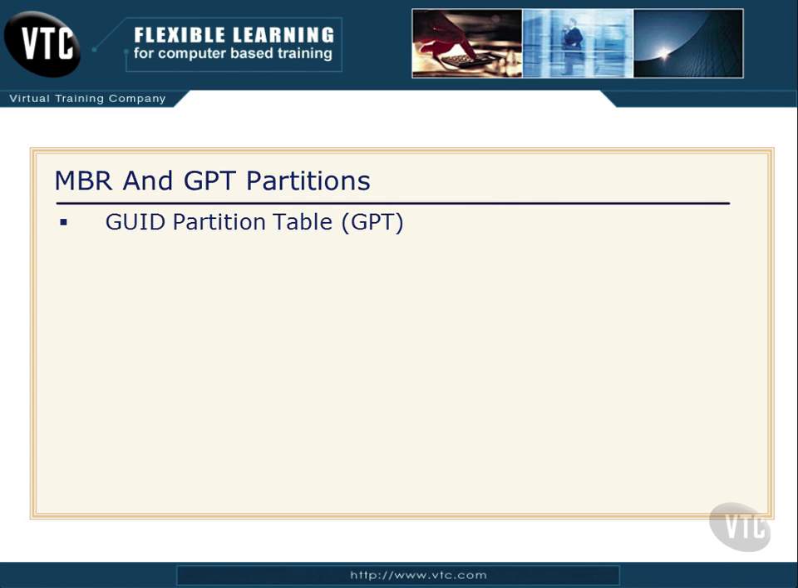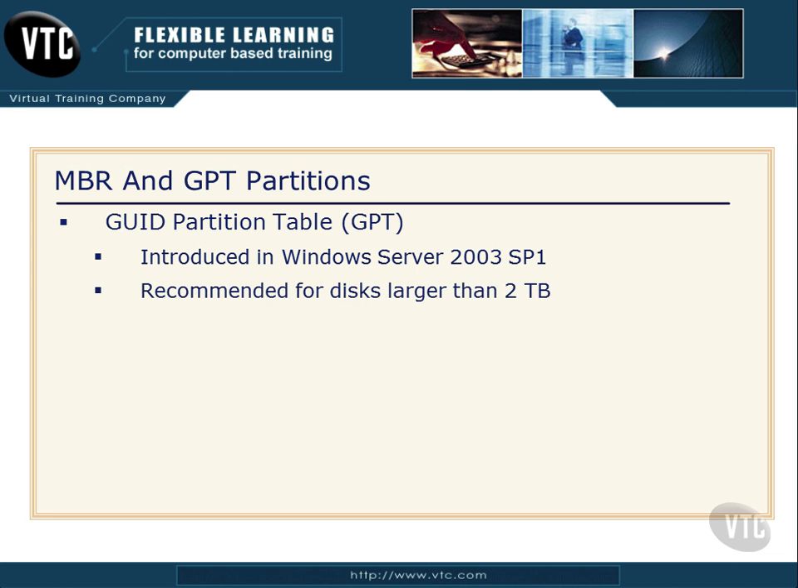Now let's talk about the GPT, or the Globally Unique Identifier Partition Table. This was introduced in Windows Server 2003 with Service Pack 1. It is recommended for disks that are larger than 2 terabytes. Burn that into your brain. If I've got a disk that's larger than 2 terabytes, I really would be better off using GPT. We won't talk about exactly why right now, but just mark that down, okay?